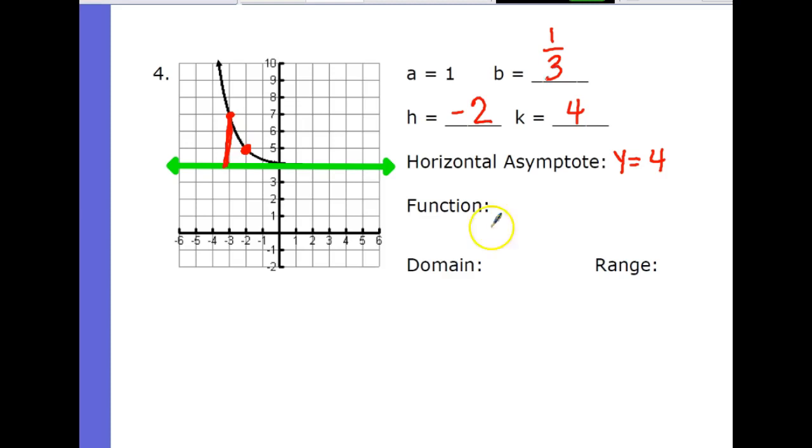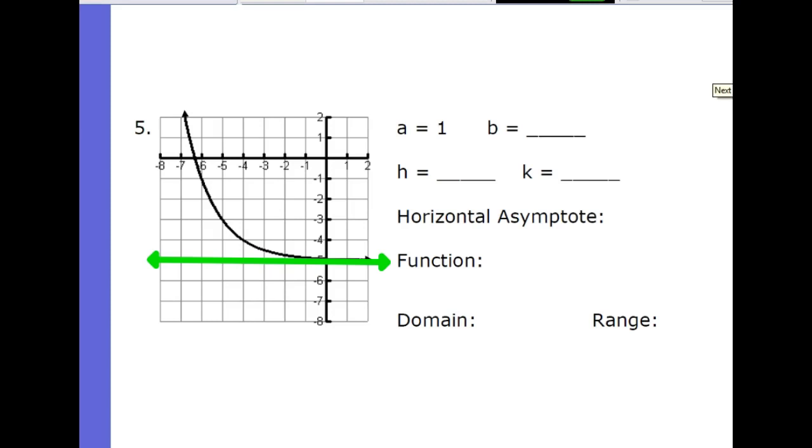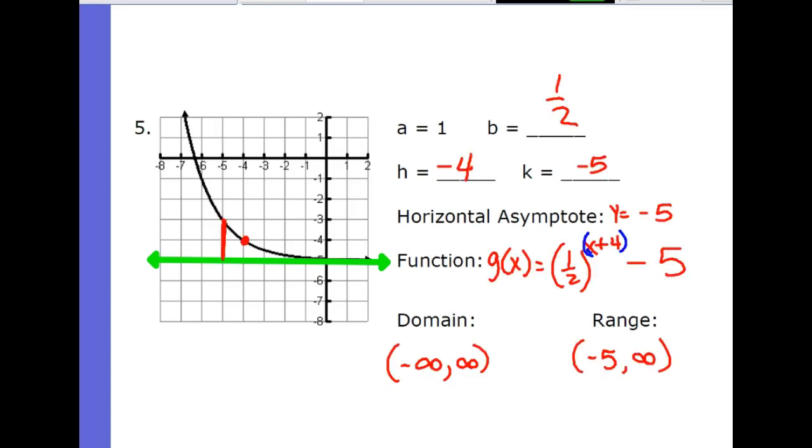And so this is going to be base of 1/3, x plus 2 plus 4. Why is there a plus 2? I thought it was a minus 2. Still lying. Okay, you complete the next example. So, did you complete these correctly?